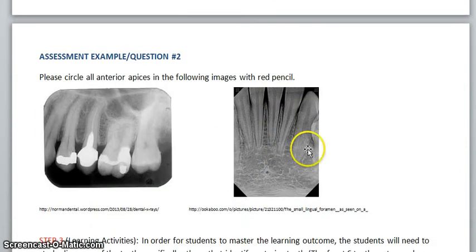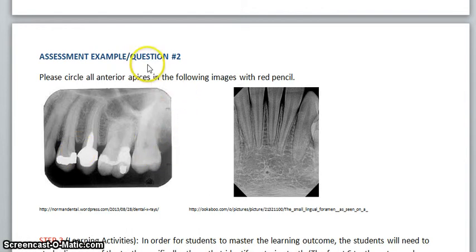The second part of this was to be able to identify the apices on an x-ray. Apices are the tips of the teeth, down towards the end of the root. And really the only way to see those is on an x-ray, because from a clinical standpoint you can only see crowns of the teeth.